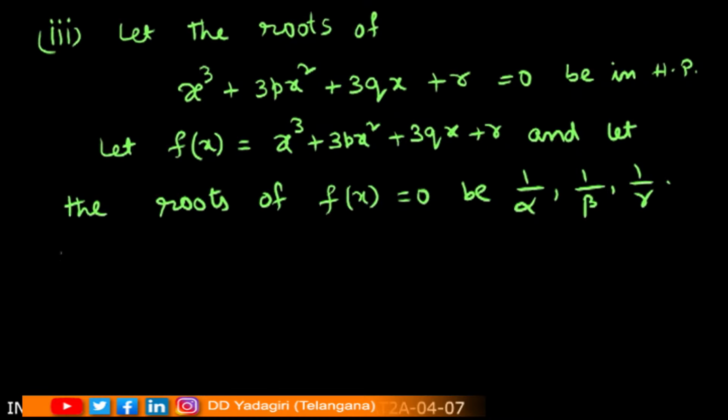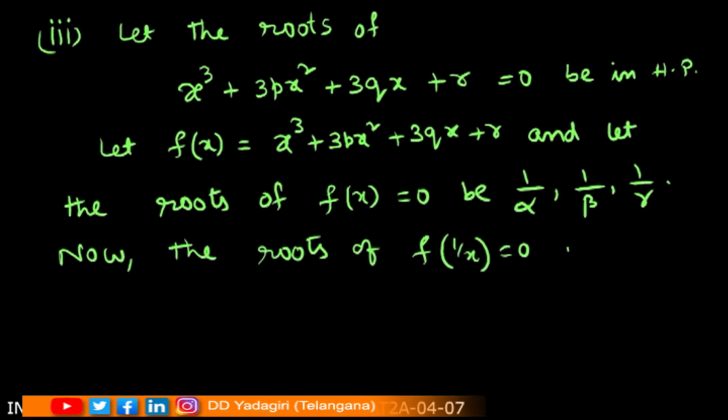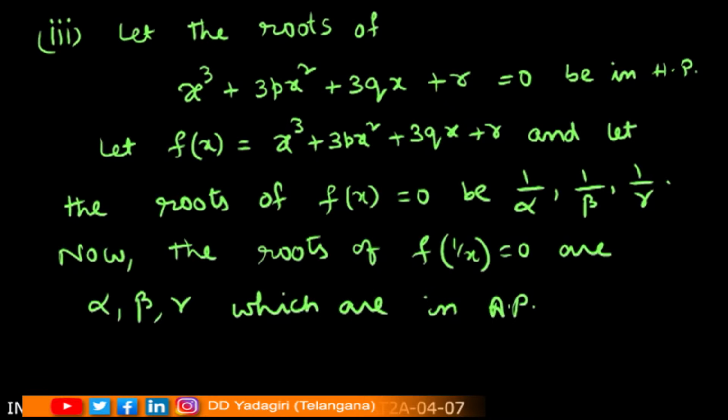Now the roots of f of 1 by x is equal to 0 are alpha, beta, gamma, which are in AP. Let us take alpha 1, alpha 2, alpha 3.